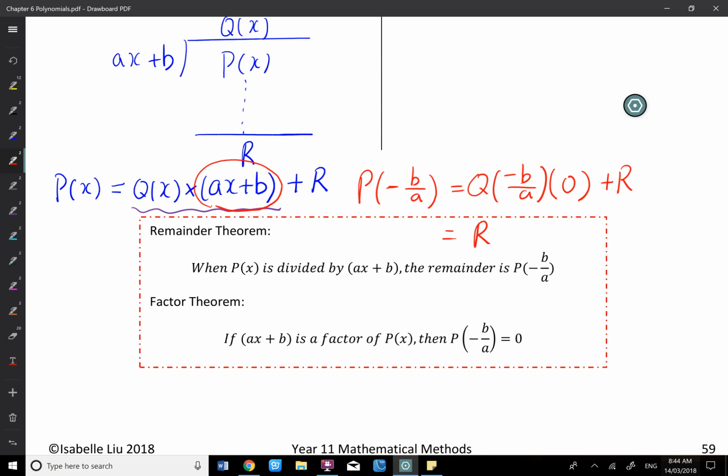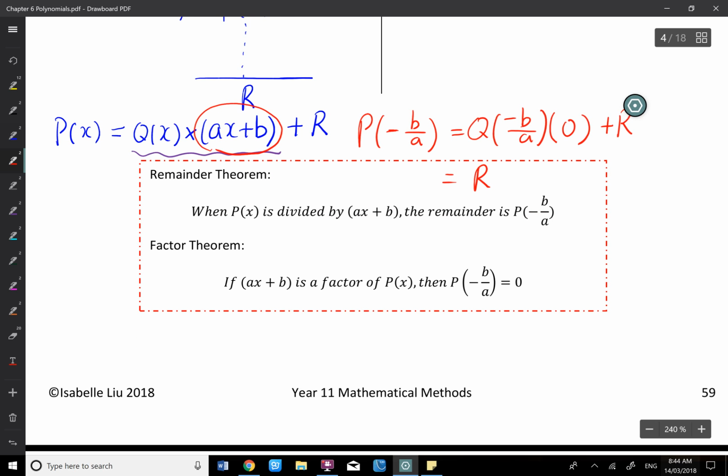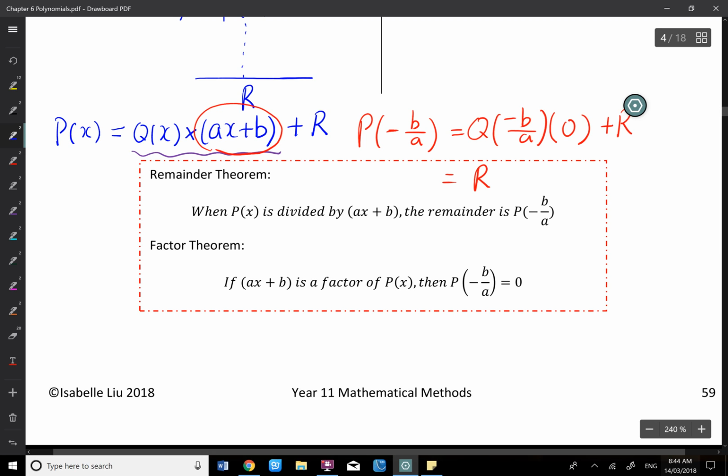If the remainder is 0, when you sub minus b over a and you get the remainder 0, then you have a factor there. That's why when you sub a value into the p(x) and you get 0, then that will become the remainder. We can do it this way: if ax plus b is a factor, then you sub minus b over a, you will get 0 because you have a 0 remainder.